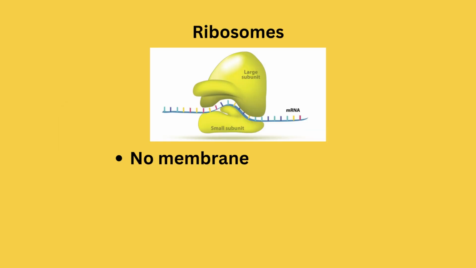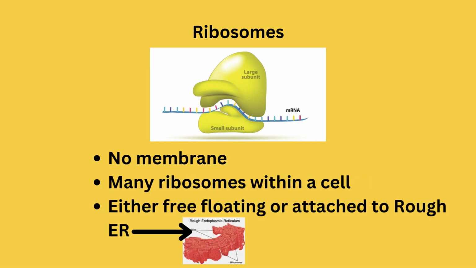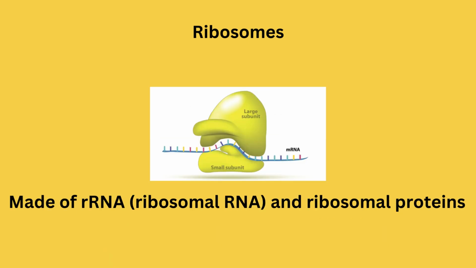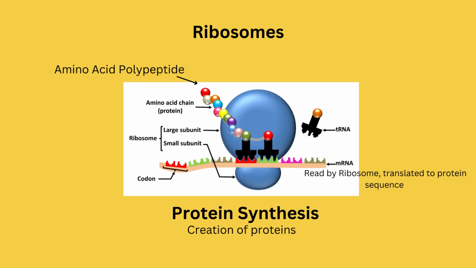We can begin with our first organelle, ribosomes, which are not membrane bound. Within a cell, there are many ribosomes that are either found free-floating within a cell or attached to the rough endoplasmic reticulum. They are found in both eukaryotic and prokaryotic cells. Ribosomes are made of rRNA and ribosomal proteins. The function of ribosomes is to create protein within a cell through the process of protein synthesis, in which an amino acid polypeptide is created when an mRNA sequence is read by the ribosome.